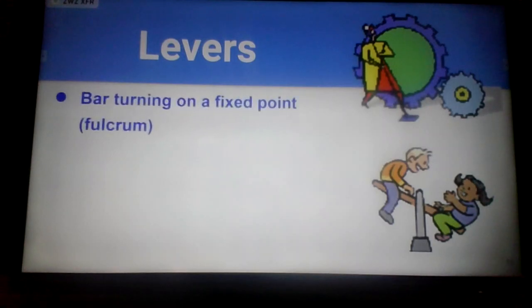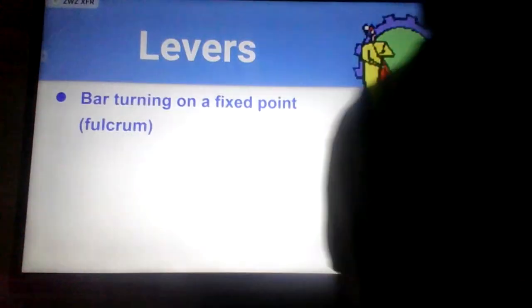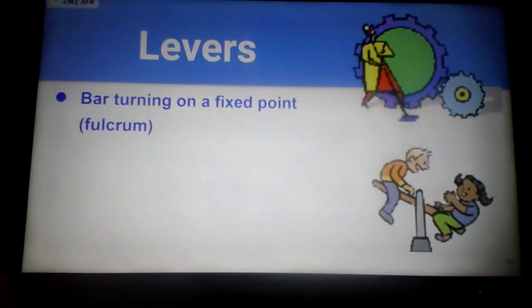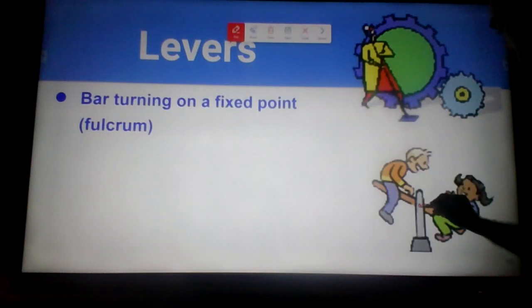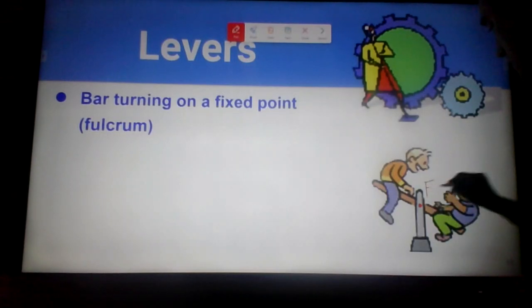Okay. Here's your definition of a lever. A bar turning on a fixed point, and that fixed point is called the fulcrum. Okay, I'll come over here. And on the seesaw, this is actually easier to show. The fulcrum would be right here. That's where the pivot point is. And we can use a capital F to indicate fulcrum.